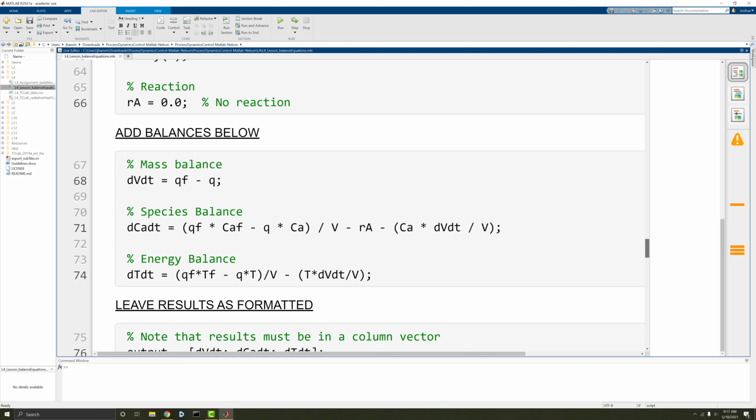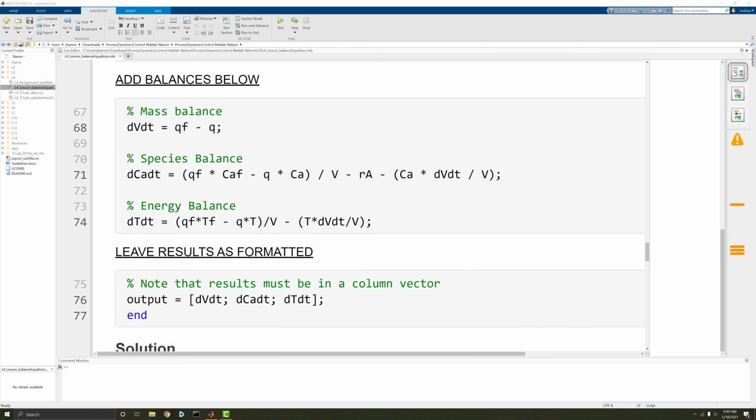We also have no reaction going on. We'll look at our balance equations now. Our mass balance is pretty straightforward. We're going to assume that we have constant density. So the change in volume is just going to be the flow rate in minus the flow rate out. And so that relates to the mass balance just because we have the same density.